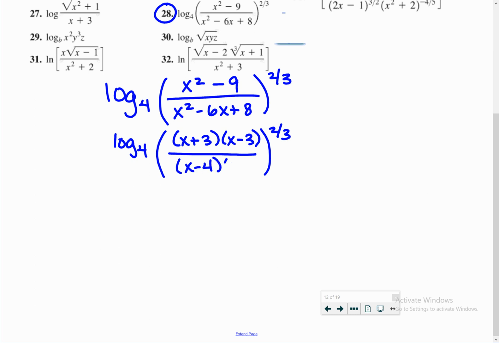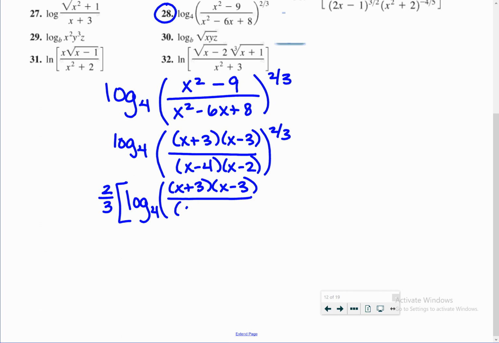-4 and -2. The first thing you need to do with this problem, I can't get to anything inside that parentheses until that 2/3 is gone. So if we're doing the opposite of what we just did in the last problem, where's that 2/3 going to go? If it's in the exponent, where can I move it? Down in front. So 2/3, and then I'm going to have all this stuff. Log base 4 of x plus 3, x minus 3, x minus 4, x minus 2. And all my parentheses and brackets there. Okay, so just bring that down in front.